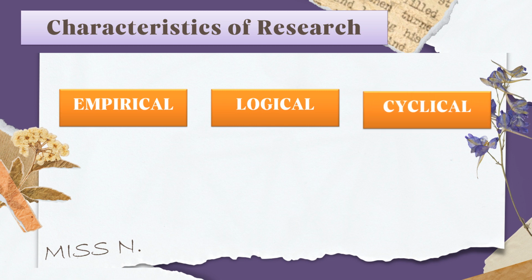Next here is cyclical. One of the characteristics of the research is the research being cyclical. Research undergoes a cyclical process. It starts with a problem and ends with a problem. Hence, research is repeated. A researcher conducts a study to answer his doubts about a certain topic. If a person is always curious about the existence of a particular phenomenon, then he can potentially generate a research problem out of that curiosity.